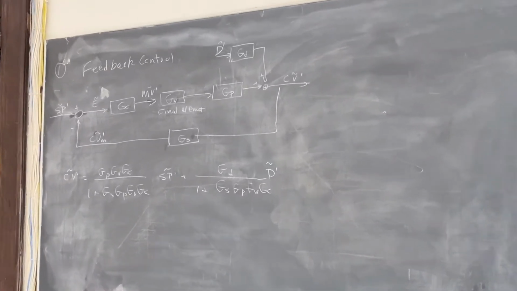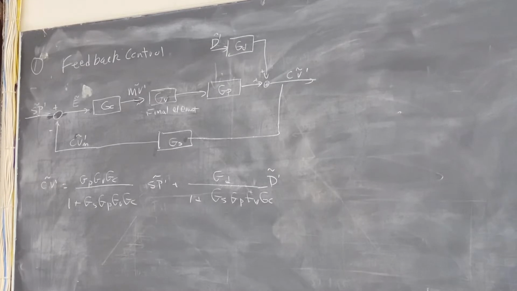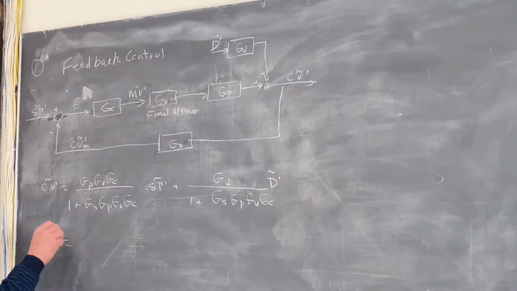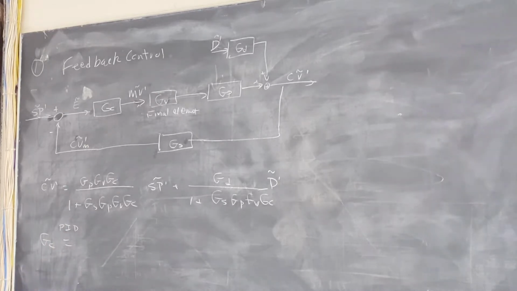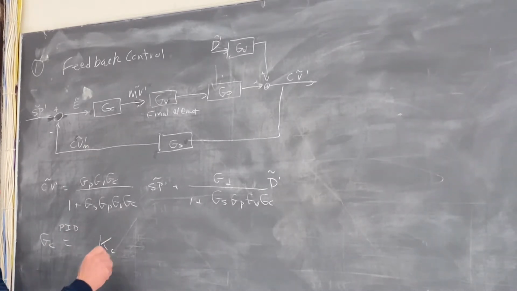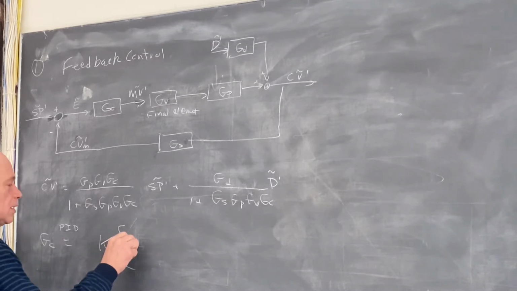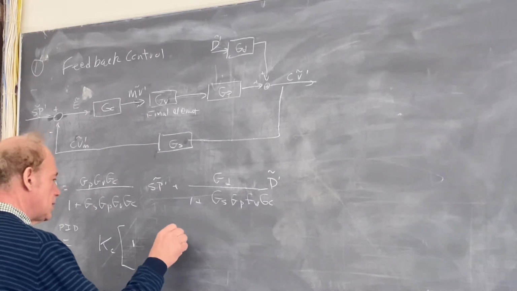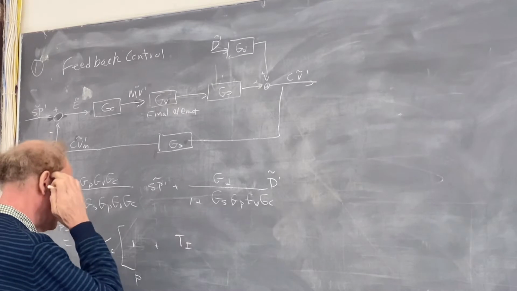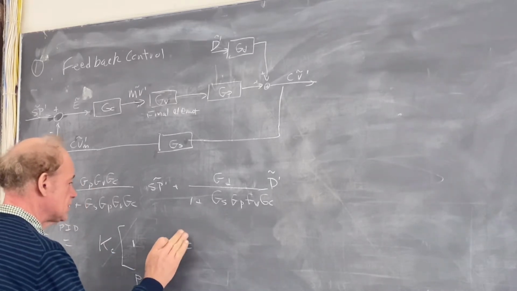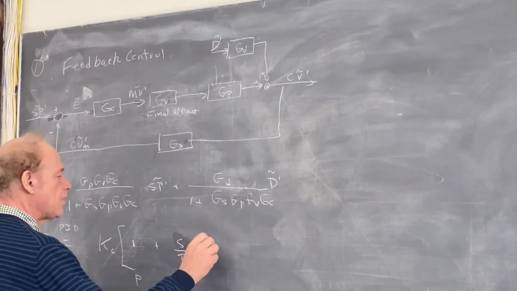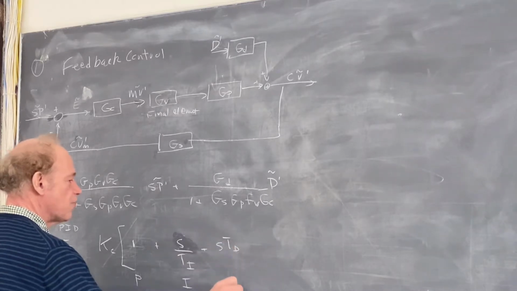And we spoke about different controllers, and we decided we wanted to have a GC, which for a PID controller, proportional integral differential, looked like this. We had a KC times 1, that was the proportional part, plus 1 over TI S, that was the integral. And then I had plus S TD, differential.